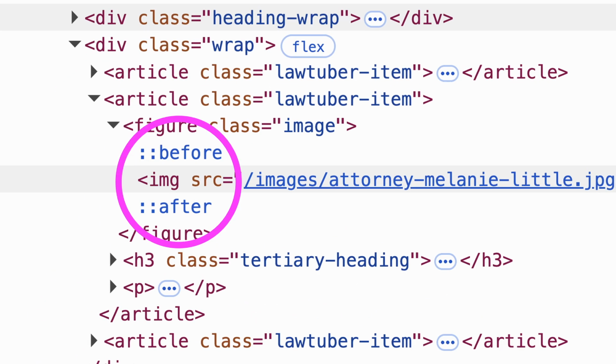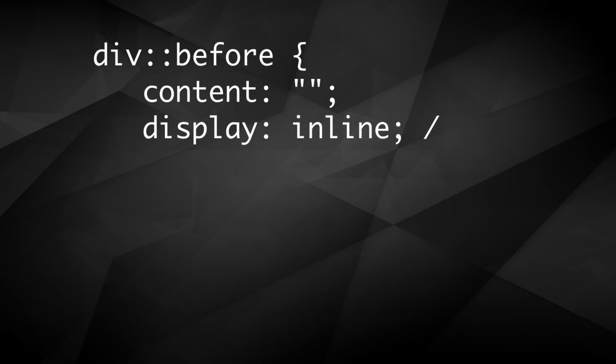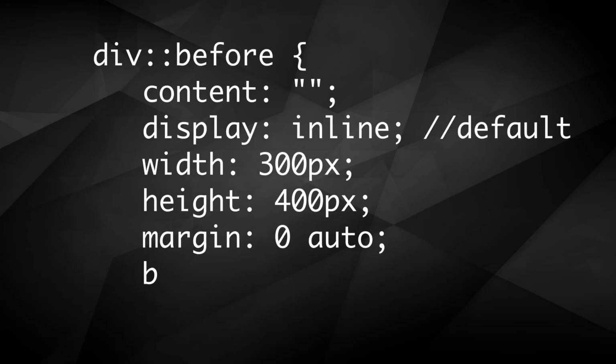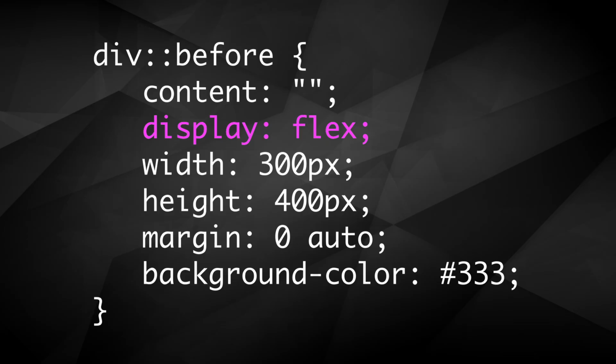The pseudo elements I use most often are before and after. Before adds an element as the first child, and after adds an element as the last child. They behave like regular elements, they respect the box model, and can be styled just like any other child of the selected element. Pseudo elements like before and after are also display inline by default, but you can change the display property to whatever works for you. So block, inline block, flex, anything you want.